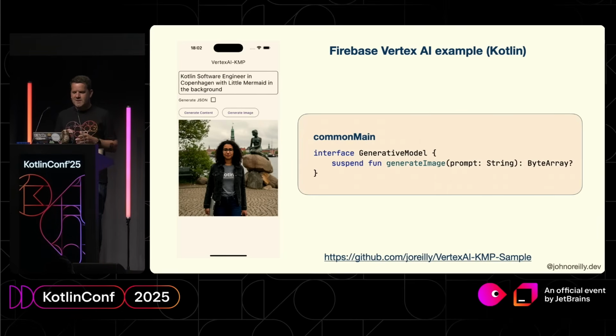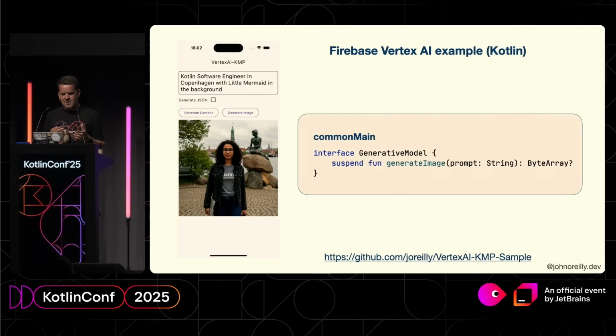Starting off with a small example from the Firebase Vertex AI sample I have. You may have seen this in the JetBrains booth, where it's being used to demonstrate this pattern as well. So this is a composed multi-platform application with most of the code shared between Android and iOS. The screenshot here is from the iOS app.